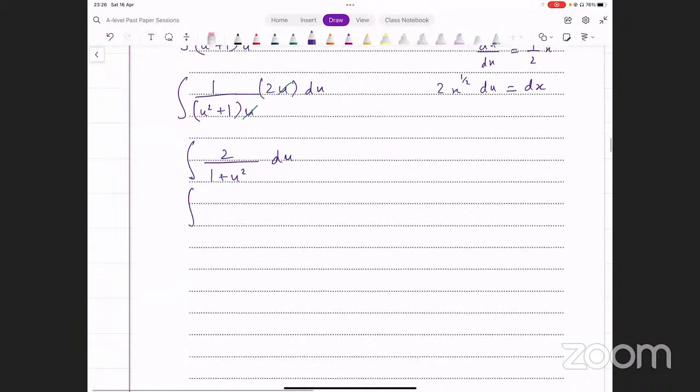Constant over this form, ये सीधी tan inverse बन जाती है. So basically अगर आप 2 को बाहर लिख दो, it becomes 1 over 1 plus u square du. This is exactly the tan inverse form. This is going to become 2 tan inverse of u. This is your integral. ठीक है, अब हमें देखना है कि लिमिट्स क्या इनपुट करनी है.